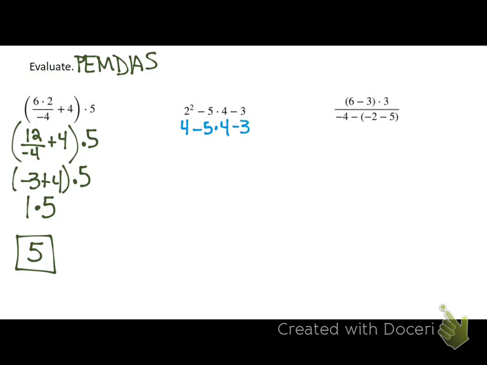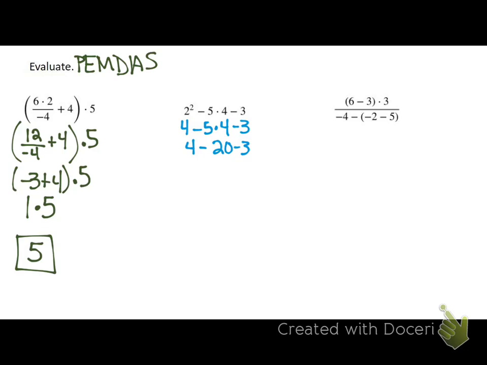Now what, Josh? 4 minus 5? No, 5 times 4. Why? Because it's multiplication. So we're going to look at it as a negative 5 times 4, which equals negative 20. All right, Josh, now what? 4 minus 20 minus 3. We can do that all in one step here because they're the same operation.